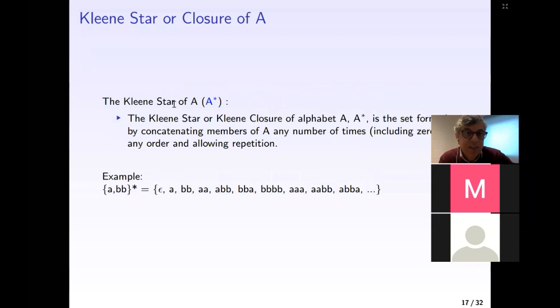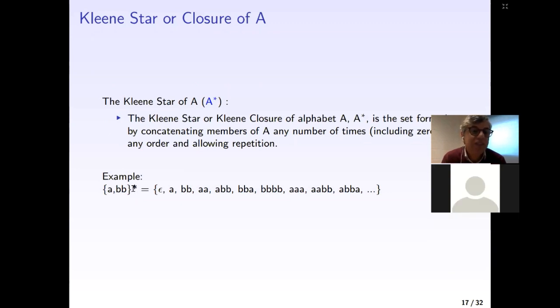Okay, the Kleene star, we are familiar with that from the previous weeks. The Kleene star of A means all the possible strings from those characters. For example, if you have A and BB, that's not a string, that's kind of a character. So what does the Kleene star of A mean? The Kleene star of A is empty, A, AA, a single occurrence, a double occurrence of A, and so on.